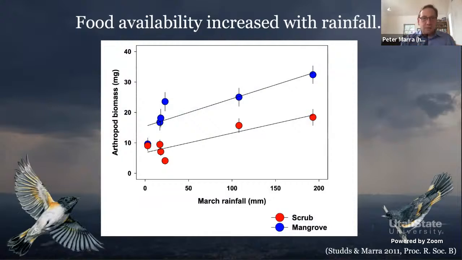On the x-axis, we have March rainfall. The red dots are scrub habitat. Each dot is a year. The blue dots are mangrove habitat sites. Y-axis is arthropod biomass. And you can see in wet years, arthropod biomass goes up in both habitats, but it always is higher in the mangrove habitat compared to the scrub habitat. But there's a relationship between rainfall and food availability for redstarts.